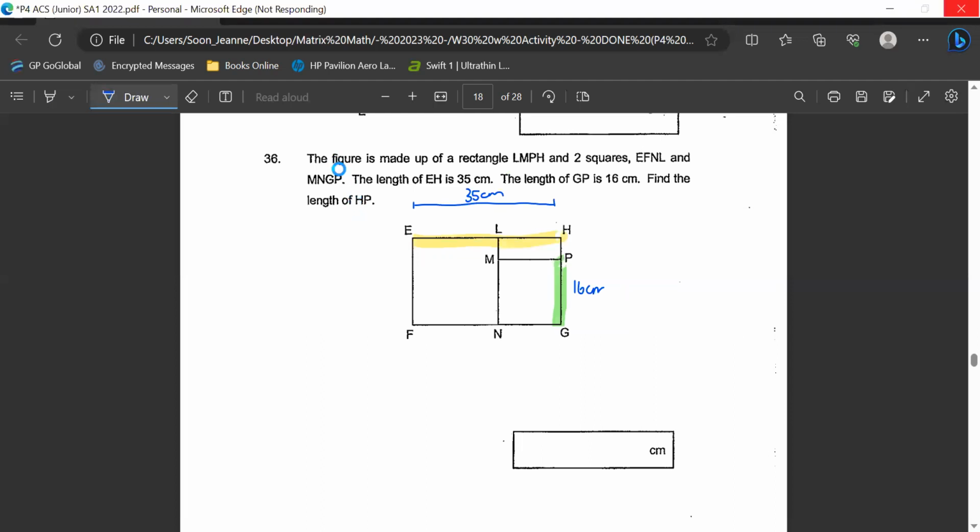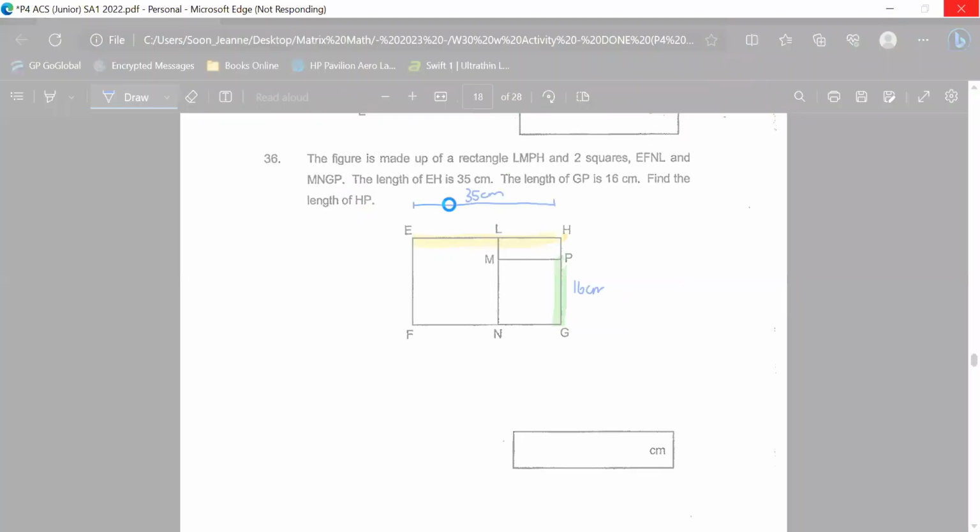Okay, wait, give me a while, please. It's not responding. Oh dear, I think it's hanged. Okay, give me a while.